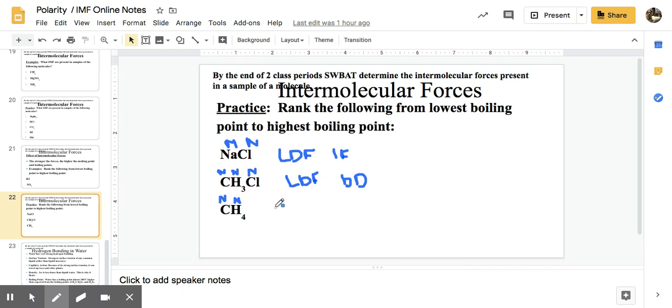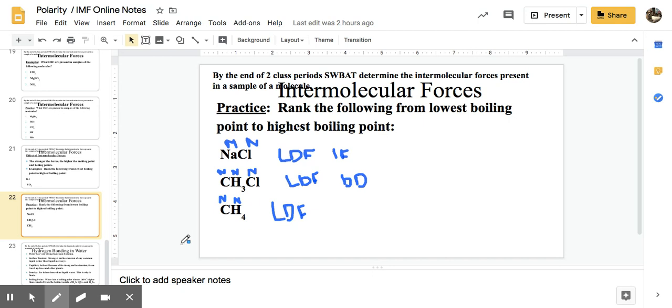And then here we have another covalent compound. And this one is nonpolar, so we do not put dipole-dipole. It's just LDF. Now, also it has no hydrogen bonding for 2 reasons. One, although it has a hydrogen, it does not have nitrogen, oxygen, or fluorine. And 2, it's not polar. In order for it to have hydrogen bonding, it needs to be polar.